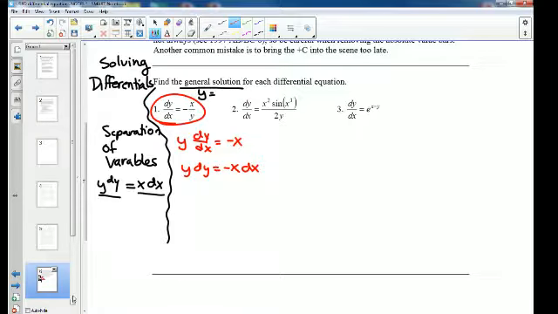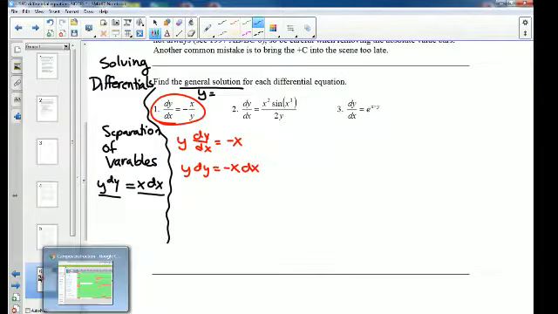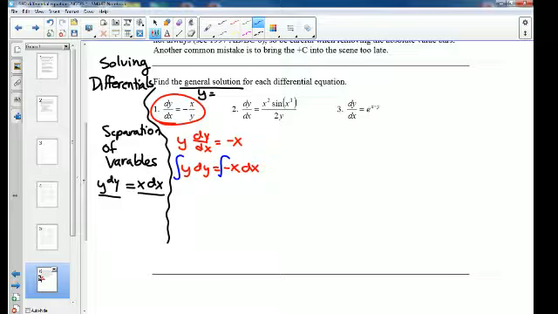No. You have to actually solve for the equation. How do I get rid of derivatives? Yeah, anti-derivatives. Right. So now look at that, you have an integral of y dy. So what's the integral of y?